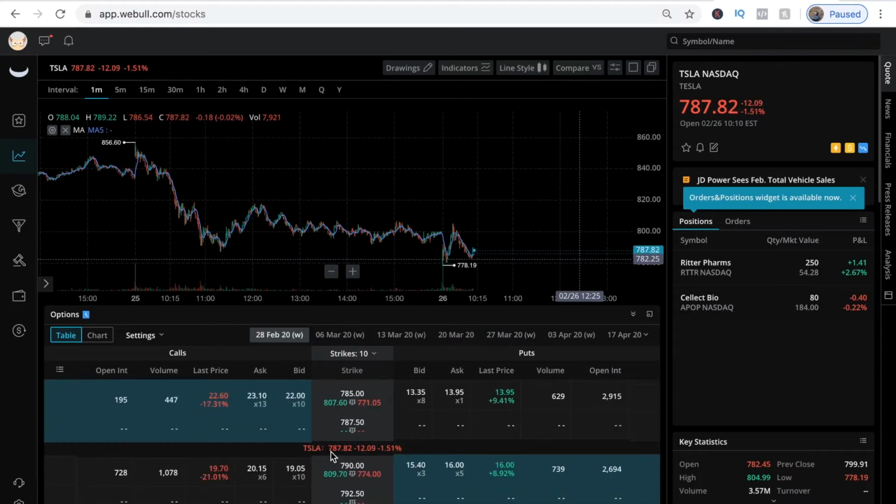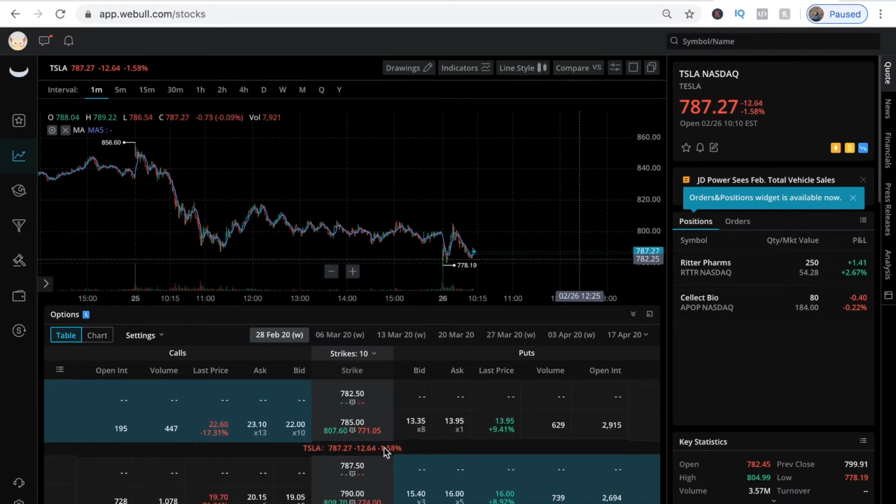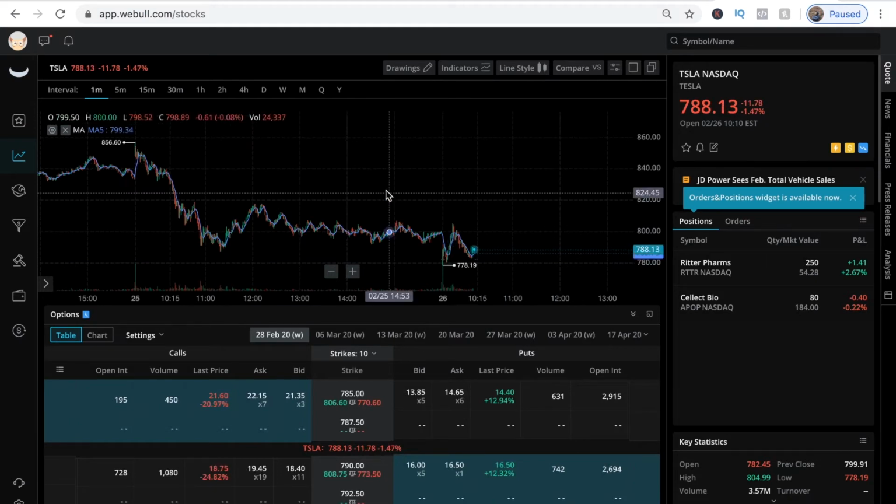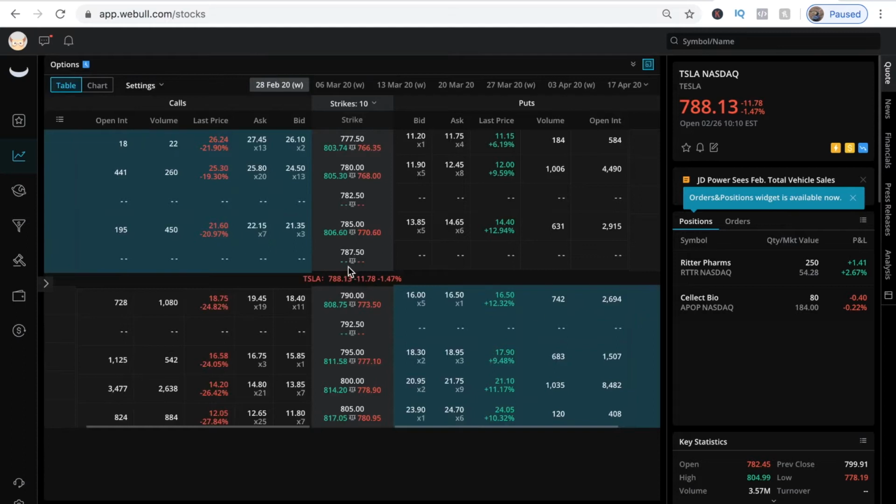That's all we really need to worry about for this. We have Tesla here trading at 787.27, so currently down 1.5% today. And we can see the chart up here, of course. But let's expand this to make it easier for you guys to see.